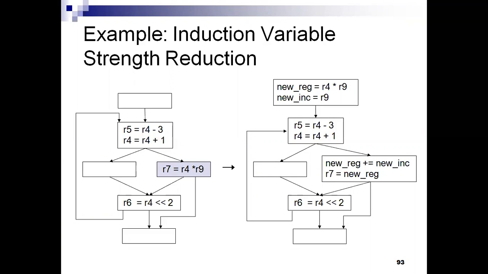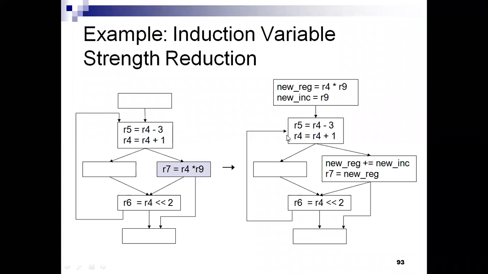looks like. R5 is equal to R4 minus 3 and R4 is equal to R4 plus 1. And here the new register is R4 into R9 and the new increment is R9. So wherever you are having this R4 into R9, directly you see here, there is only change at the initial block and here at the R7 block, because R5 is equal to R4 minus R3 and R4 is equal to R4 plus 1.